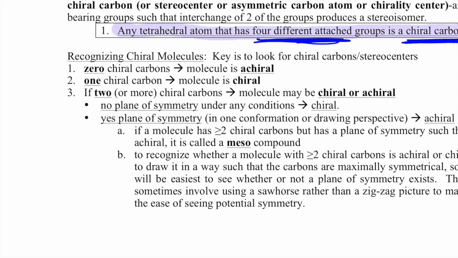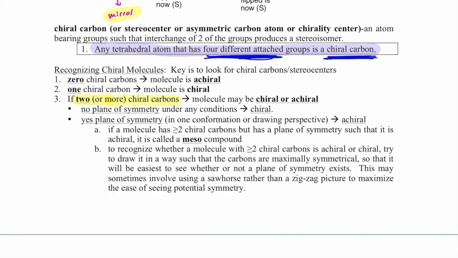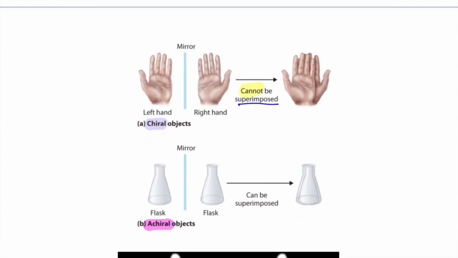If you have two chiral carbons, it may be chiral or achiral. So this gets confusing. If there's no plane of symmetry, it's chiral. But if there's a plane of symmetry, it's achiral, because it will balance itself out. It will cancel it out, basically.